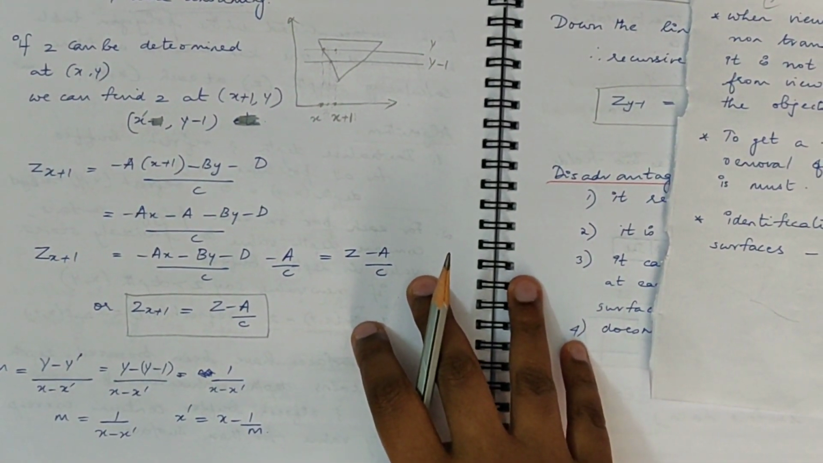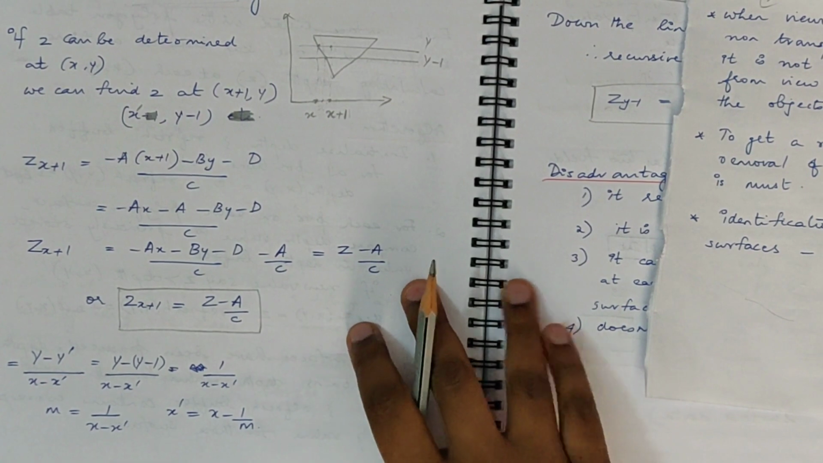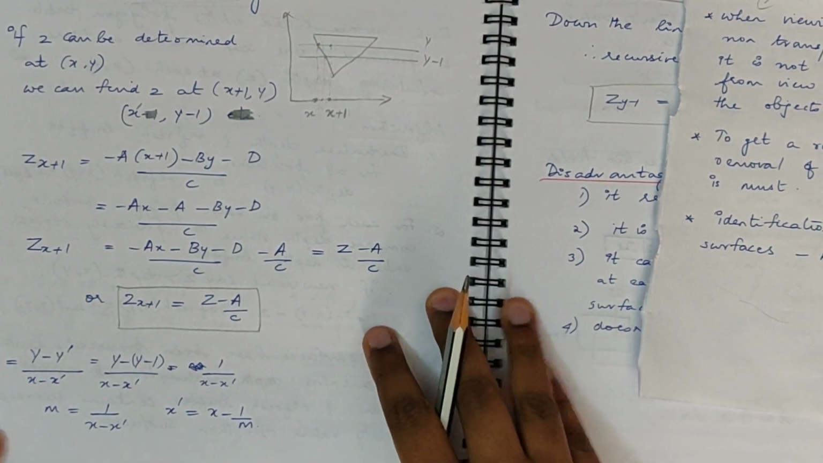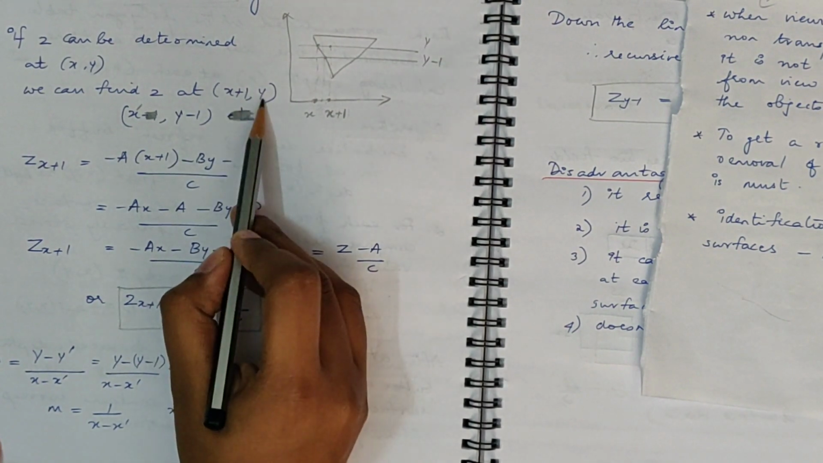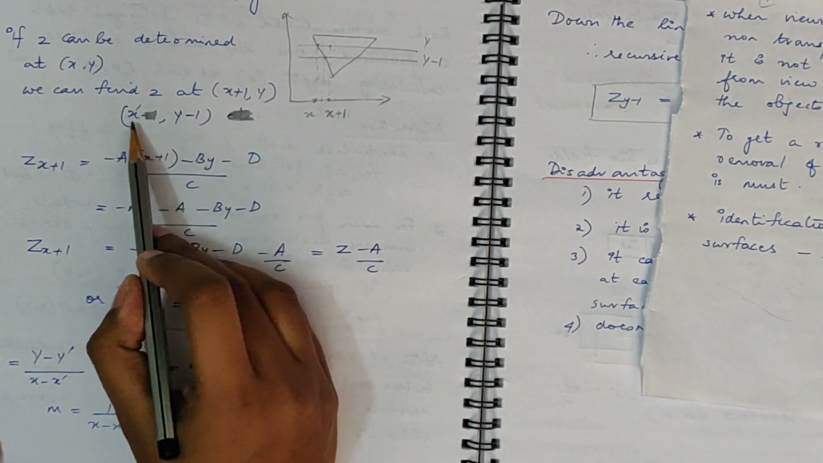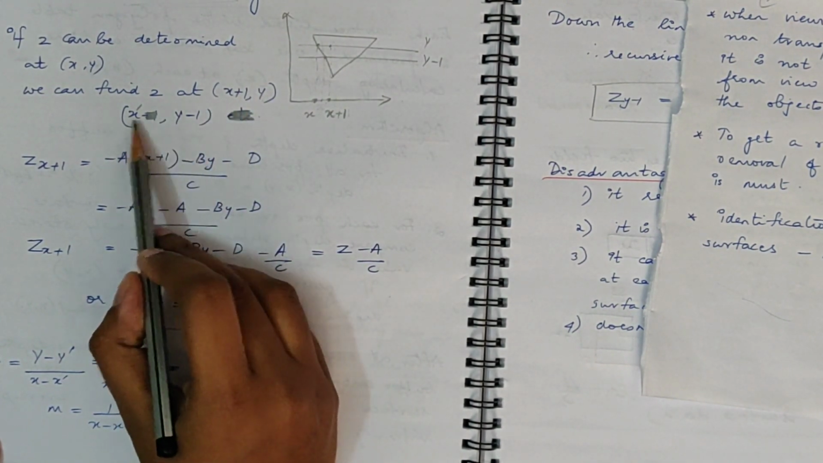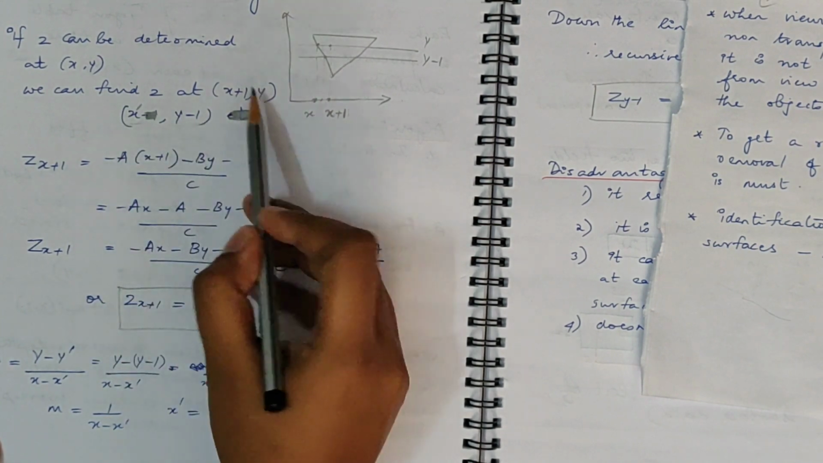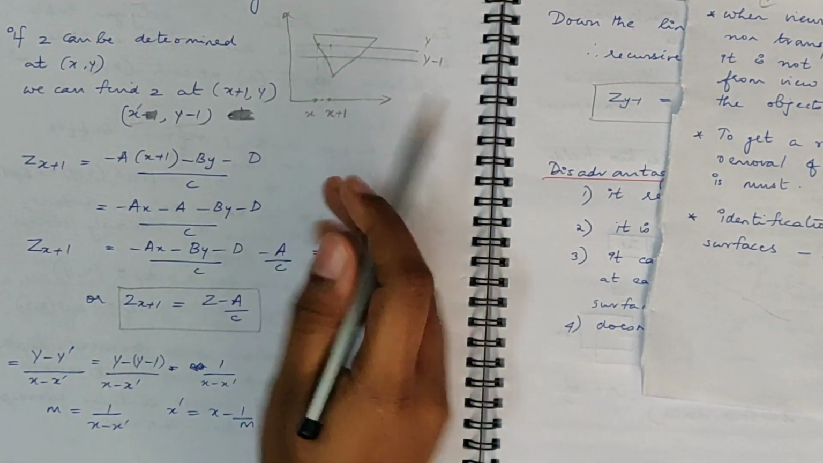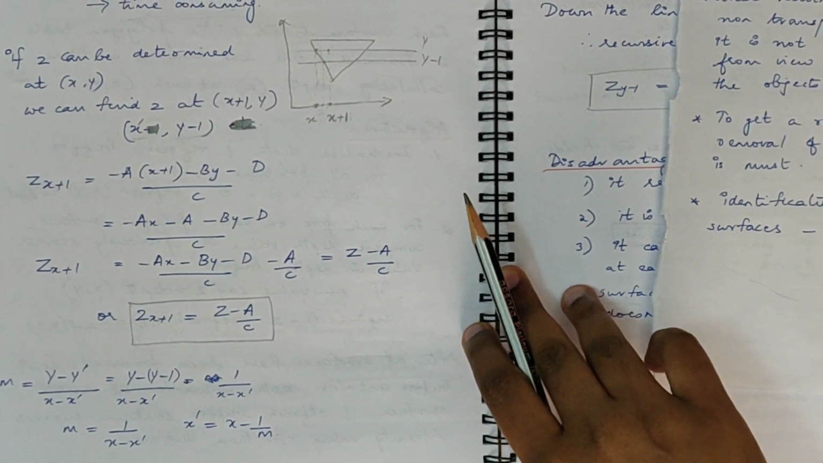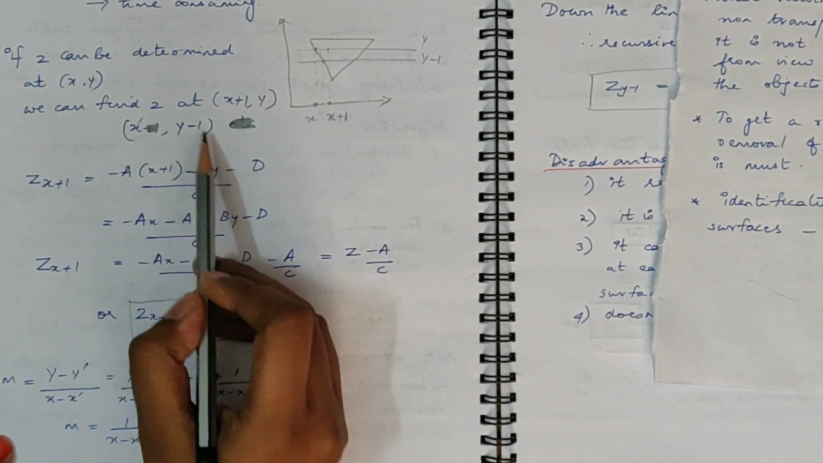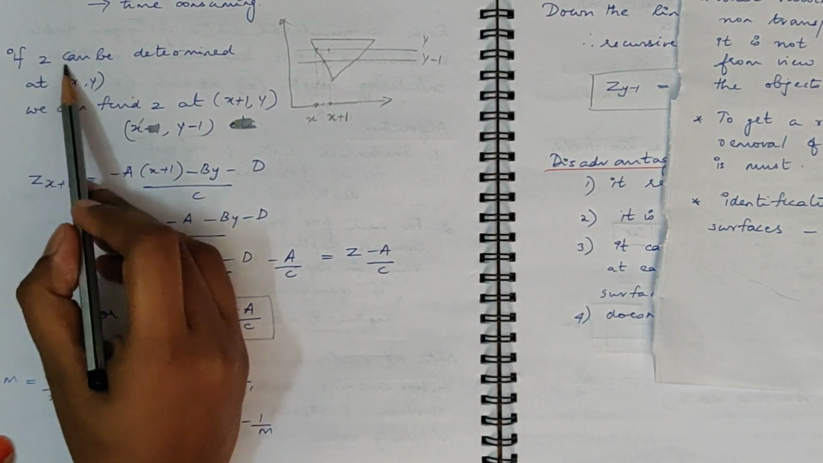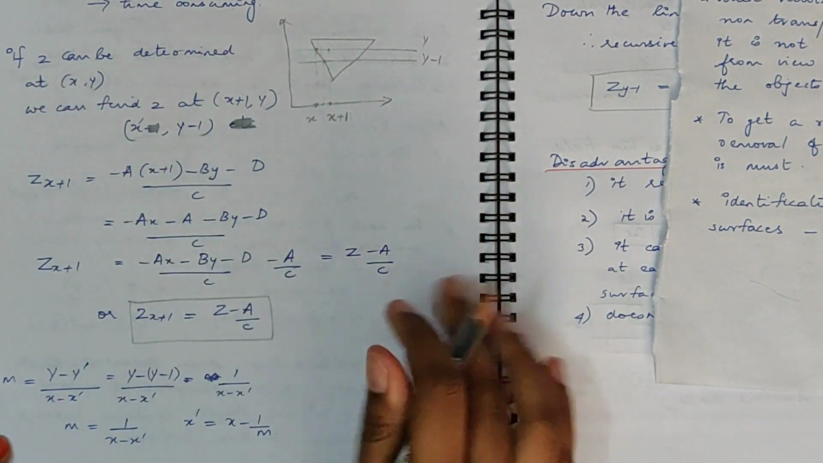If you can determine the z value at a pixel position xy, then we can find it at x plus 1, y, and then x dash, we'll see what this x dash is, the next value of x, and y minus 1. So for x plus 1, y, and for x dash, y minus 1, you can easily find out the value once you have determined the value of z at the position xy.